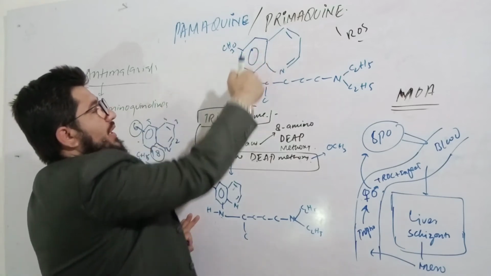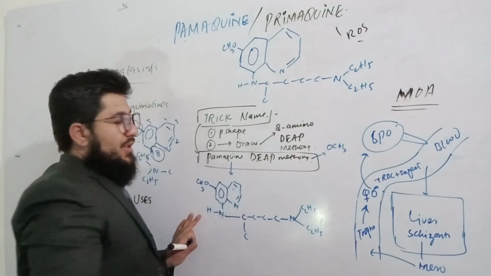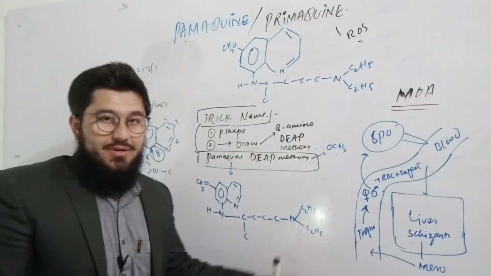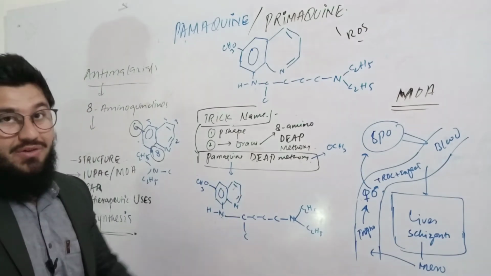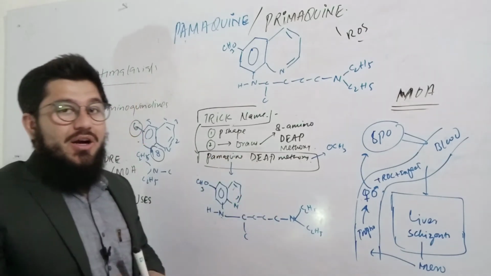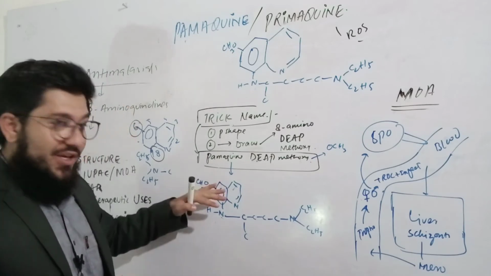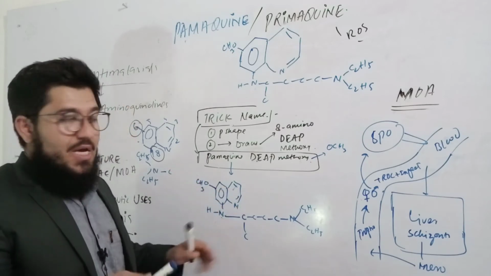Methoxy, quinoline, amino, DEP. This is actually the trick name that I've given. So by means of this trick name, I just got the entire structure in a very easy way. I hope you got the trick name and the entire process.